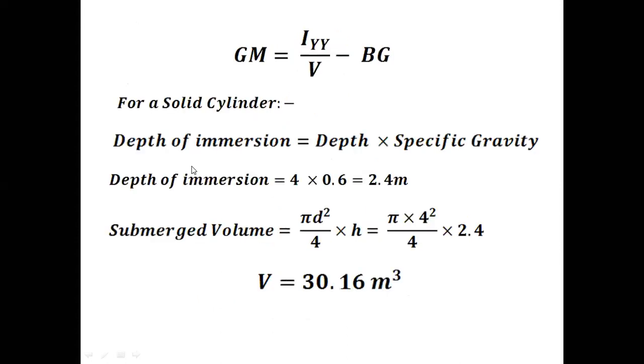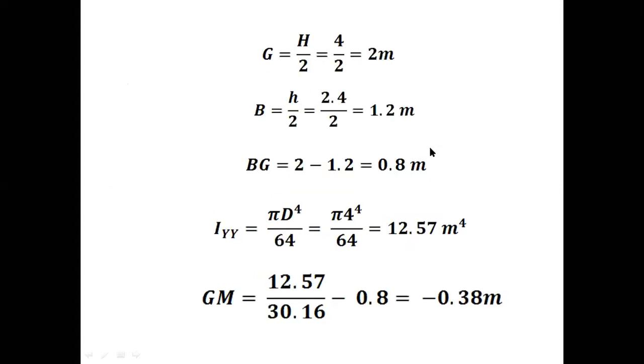In the first step, you have calculated the depth of immersion as 2.4 meter. Just divide it by 2. You're going to get the center of buoyancy. So CG is 2 meter, CB is 1.2 meter. So BG will be equal to 2 minus 1.2, that is the difference between the center of gravity and center of buoyancy. Therefore, BG value is going to be 0.8 meter.